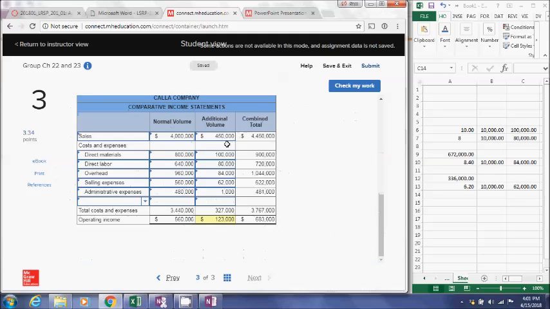Look at what's happening. It says that taking in this additional volume, we're actually going to make an additional $123,000 for a combined total of $683,000. I think we should definitely take the order, and that concludes our group on chapters 22 and 23.